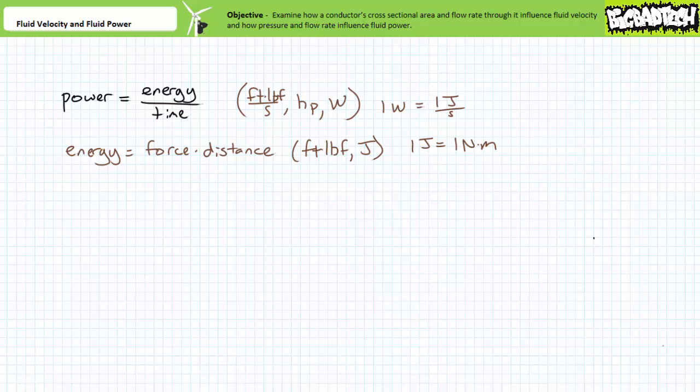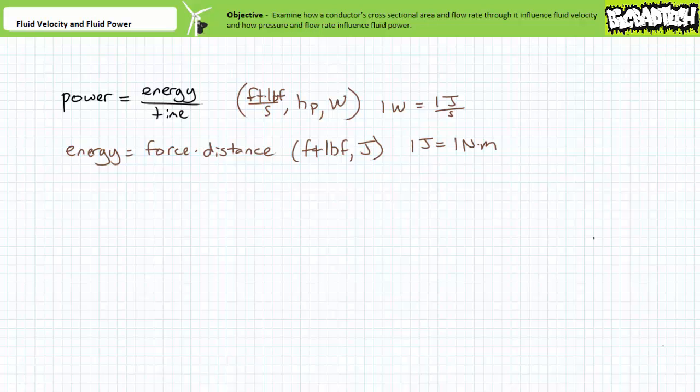Moving on, let's now examine how pressure and flow rate influence fluid power. It should be well within your capacity to understand that power is the time rate expenditure or production of energy. Power is energy over time. Depending upon the system of units employed, customarily power is expressed in units of foot-pounds force per second, horsepower, or watts, where 1 watt is 1 joule per second.